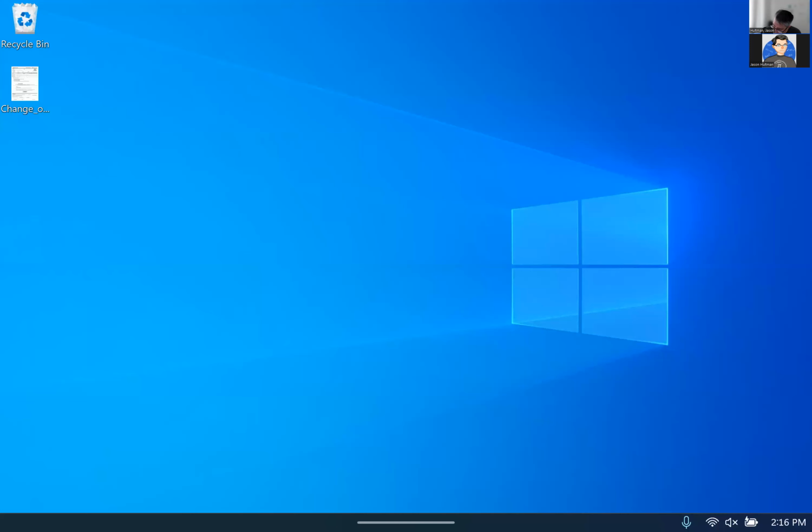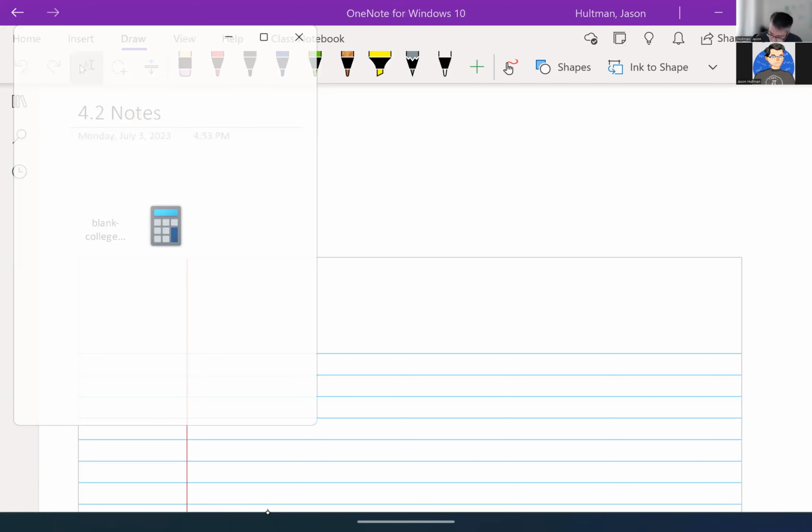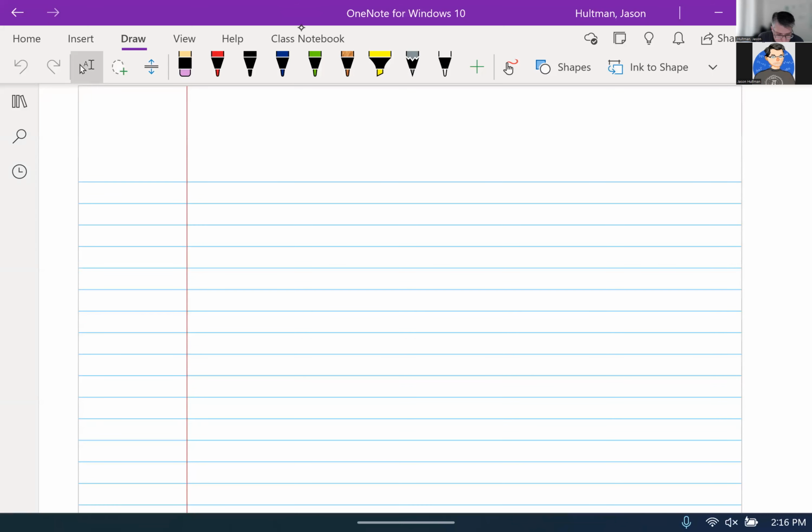Share my screen. Okay, 4.2 is on vector spaces. Okay, and let's define what a vector space is with 10 axioms. Okay, definition.